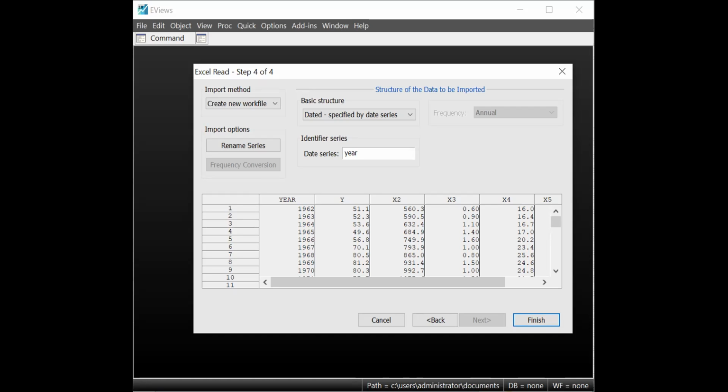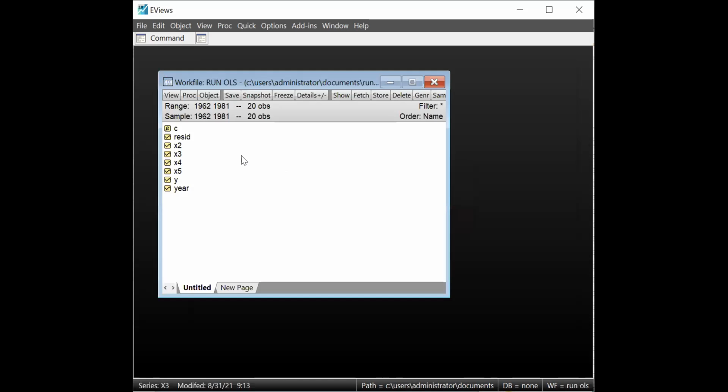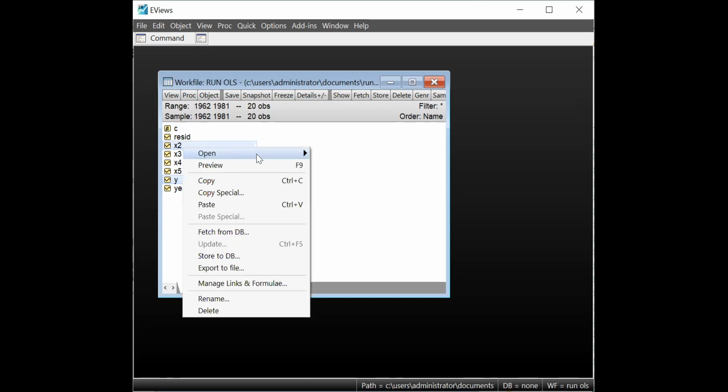Okay, and then finish. Now we have the variables here: Y, X2, X3, X4, X5. To run the data, first we click on the dependent variable. It must be the dependent variable first, followed by the independent variables. Because we are talking about a simple regression model, we click only two variables. Then you can right click and open as equation.